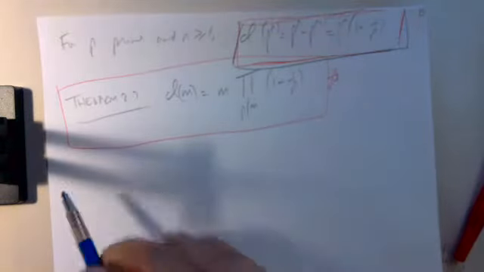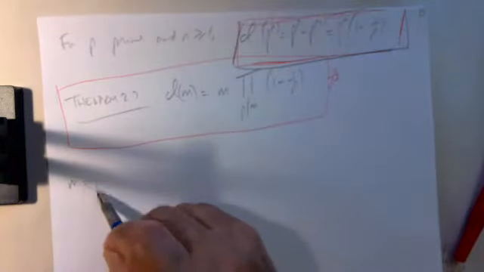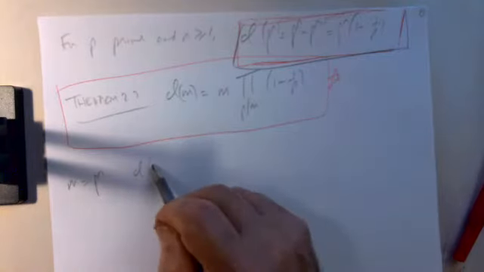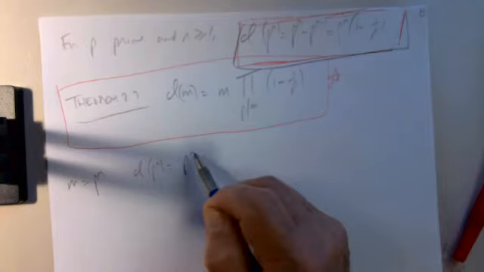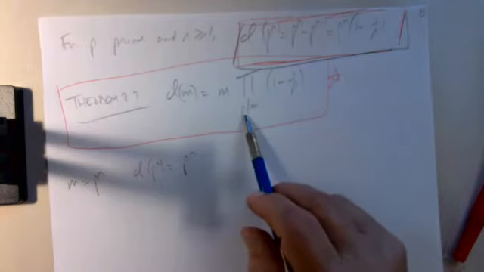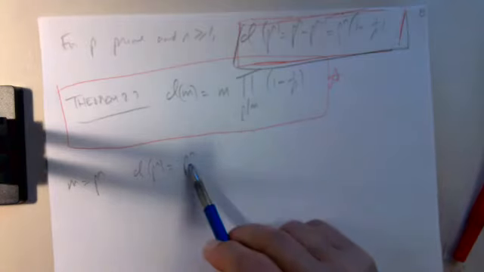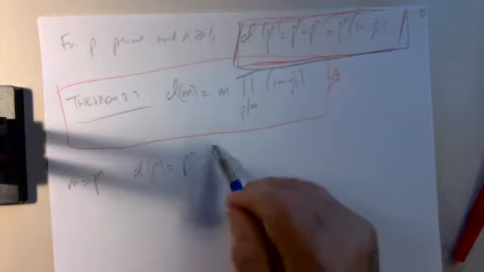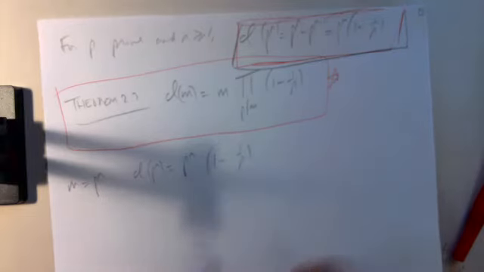Now, we already proved this for m equal to p to the r, because then this formula simply says phi of p to the r is p to the r times the product over all the primes that divide p to the r. But there's only one prime that divides p to the r, and that's p.